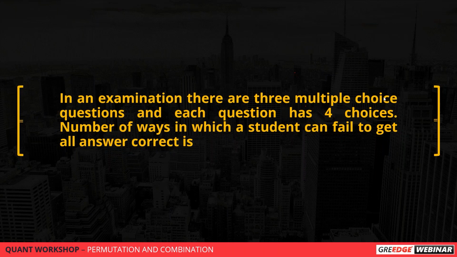Now, the number of ways in which a student can fail to get all the answers correct. Okay, so first of all, how many ways can you answer the question? I can answer the first question in 4 ways, right? And I can answer the second one in 4 ways. And I can answer the third one in 4 ways. How am I going to answer? Is it a case of or a case of and? That is the trick here.